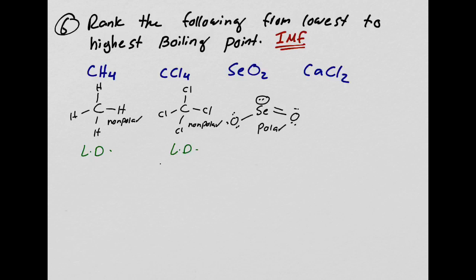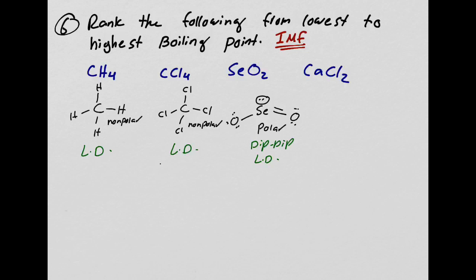Okay, it's not ionic. There's no hydrogen, so there's no hydrogen bonding. It's two nonmetals together, so it's covalent, but it's polar. If you're polar, you have dipole-dipole, but you also always have London dispersion.